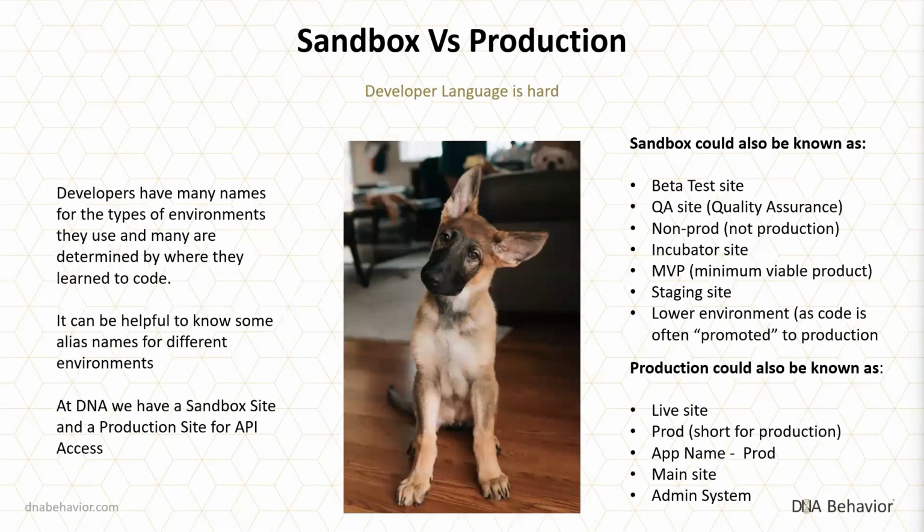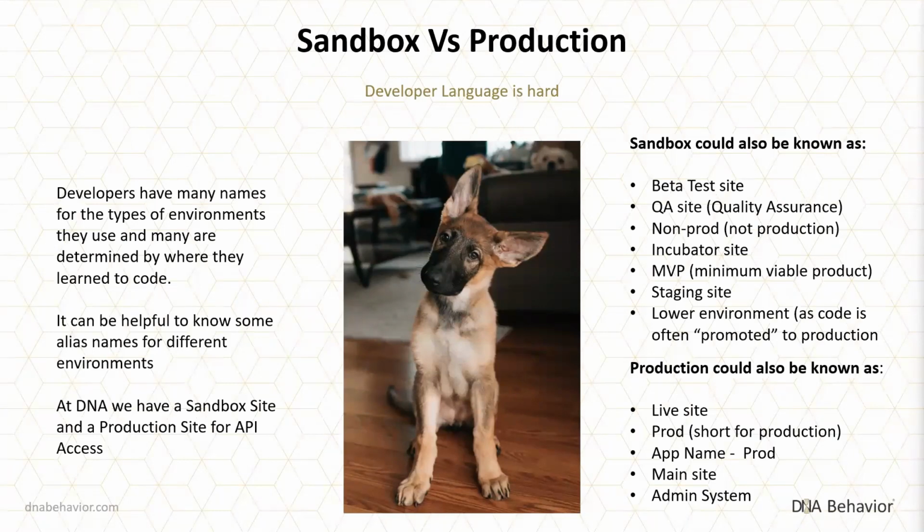Now, in the development world, we tend to use lots of language interchangeably. So we have lots of names for similar things or for the same thing. So at DNA, we use sandbox site and production site for our API access, but the sandbox could also be known in your world as a beta test site or a QA or quality assurance site, or the non-prod site, meaning not production, or an incubator site, or potentially the MVP, your minimum viable product test site, or your staging site, or your lower environment.